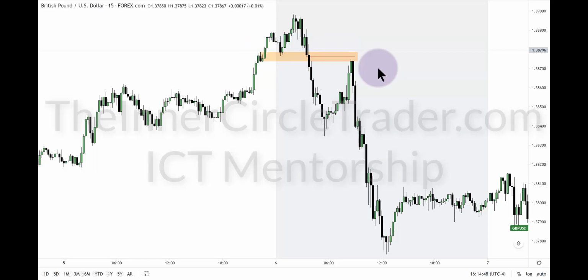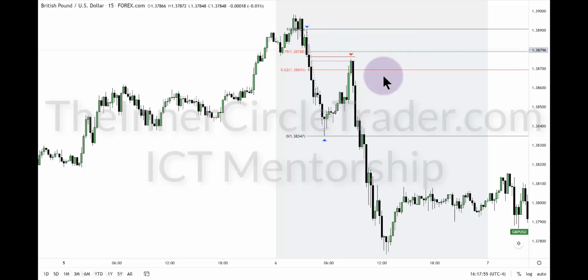Look closer. You have a short-term high, short-term low, short-term high, optimal trade entry. You can see that here. The 79% retracement level and the 62% retracement level. We don't need the 70.5 level, but you can see it clearly goes and turns at that point.